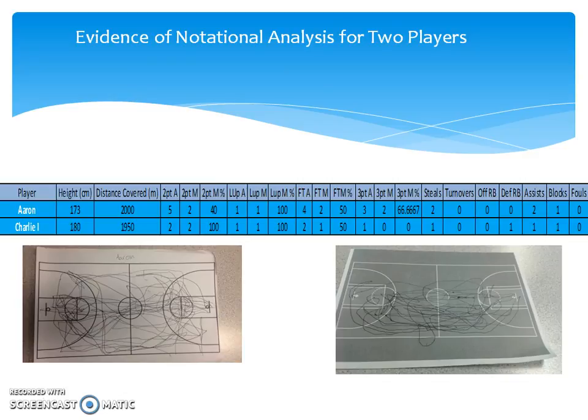So here you can see our evidence of our notational analysis for two players. We have Aaron here and Charlie here, and then we have the movement patterns as I was talking about here for Aaron and here for Charlie. You can see that Aaron covers a lot of the court, so does Charlie, but Charlie covers more on the right side of the court.